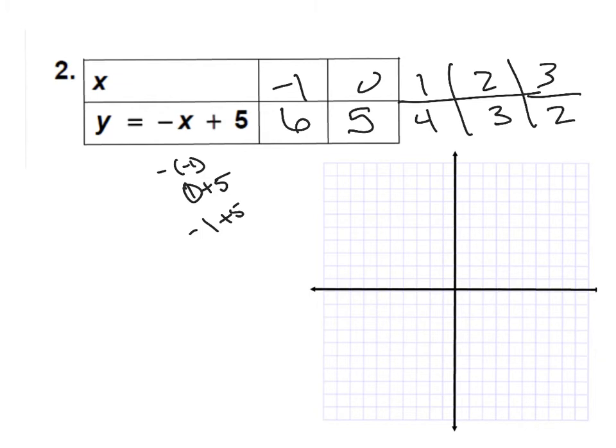We're going to graph it, x-axis, y-axis, negative 1, positive 6. 1, 2, 3, 4, 5, 6. 0, 5, 1, 4, 2, 3, 3, 2. And then we would draw as straight a line as we possibly can. Ooh, very bad straight line. I hope you guys do a better job. Straight line all the way through.